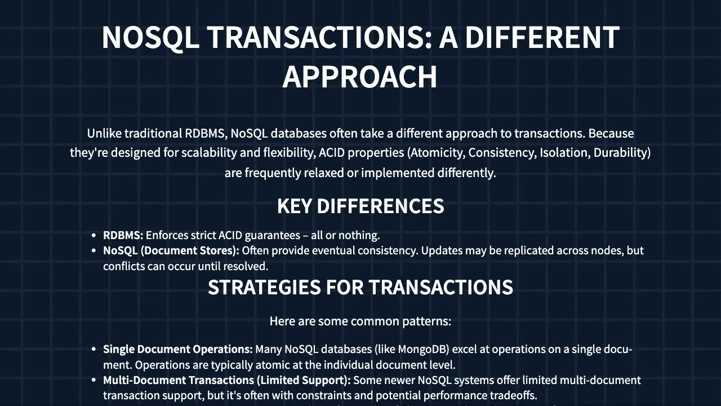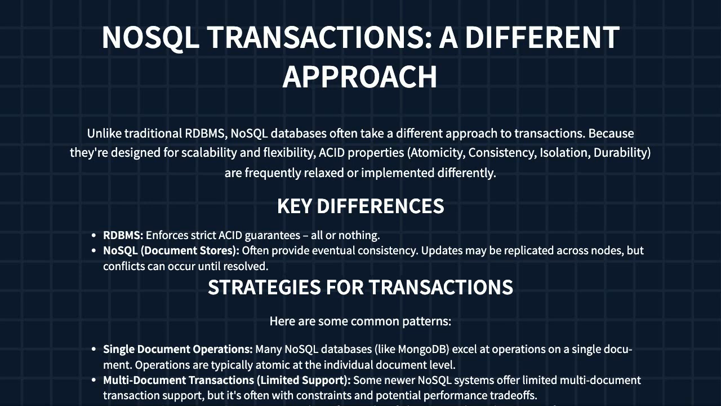Okay, let's talk about transactions in the context of NoSQL databases. Now, compared to traditional relational databases, where you get rock-solid ACID guarantees, meaning all changes happen together or none do, NoSQL often takes a slightly different path. They are designed for speed and flexibility. So, they tend to prioritize availability and scalability over strict consistency.